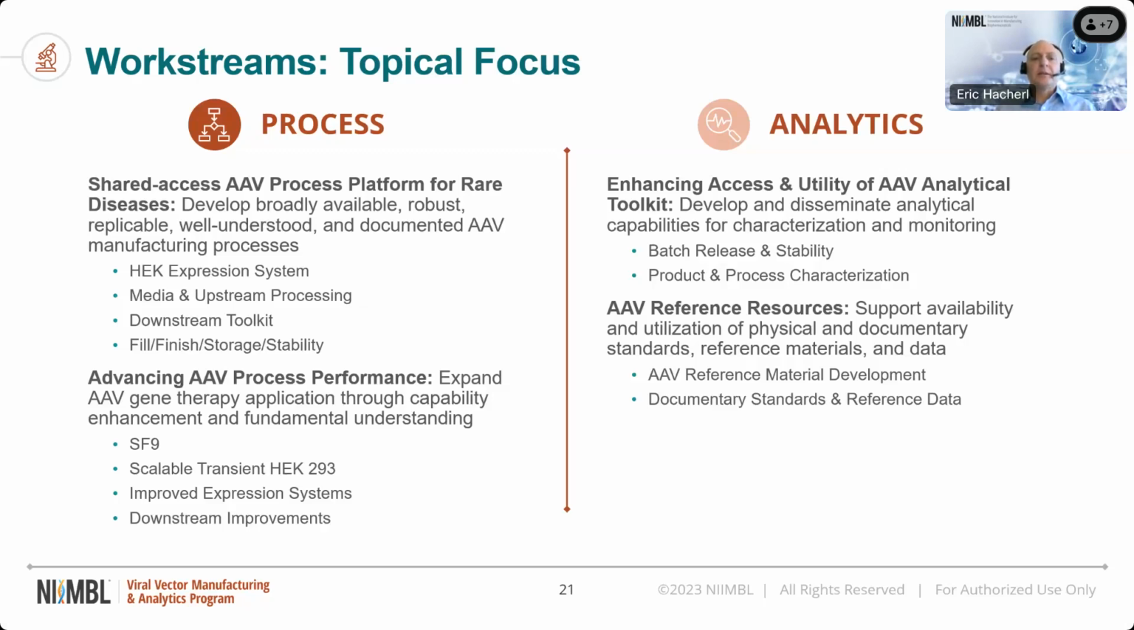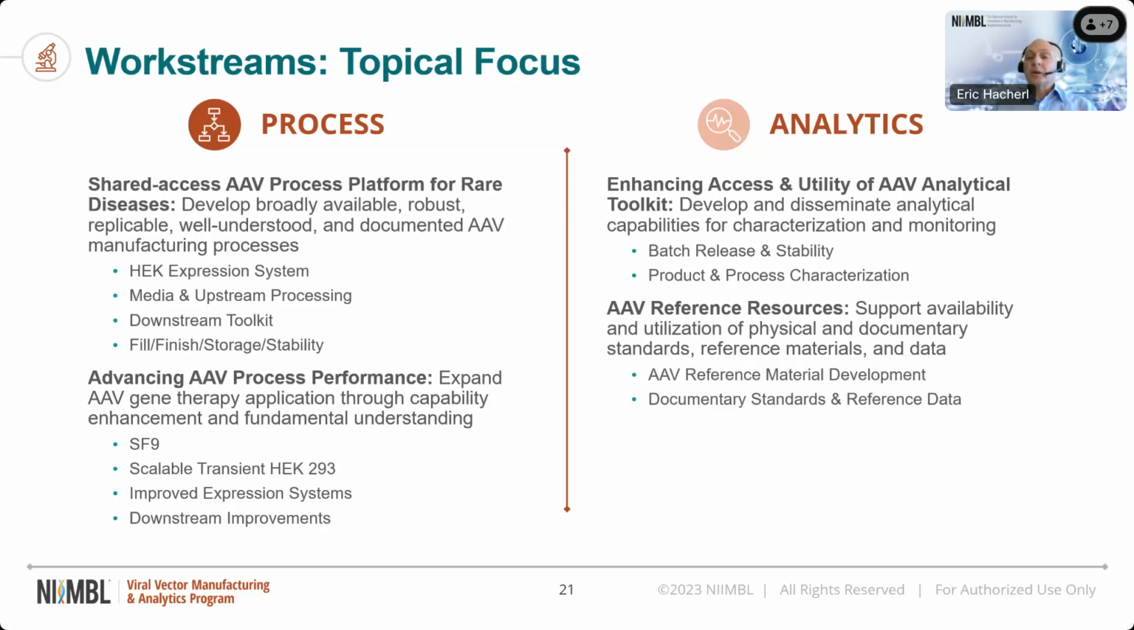And then we recognize that that platform process is not fixed in time, that continuous improvement is going to be required. And we will be looking at, primarily through capacity enhancements or new technologies, to expand on that platform process. So you see Sf9 referenced here, and it's really reflecting a potential opportunity to increase yields through using a baculovirus expression system. So we may be able to add that into the overall package. The scalable transient HEK 293 system, looking for ways to improve productivity and scalability for that base system, improved expression systems, perhaps packaging or producer cell lines can be added to our toolkit, and then downstream improvements, improved affinity ligands, improved purification processes that can be added to our toolkit.